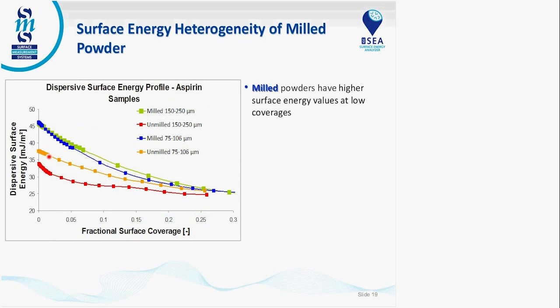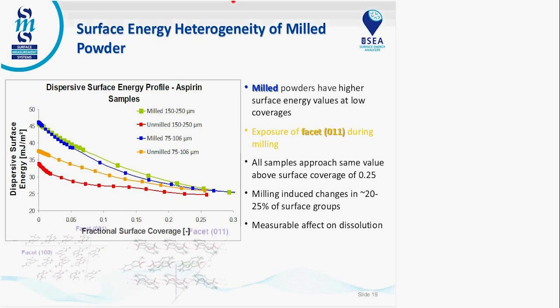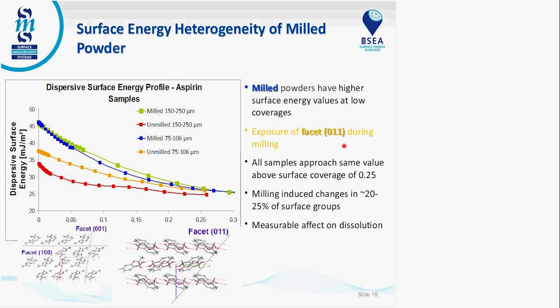So we measure the surface energy distribution, and we can see here in this blue and green, the milled samples have some higher energy sites here. So milling increases the surface energy of the materials, even though it's not amorphous. So it's creating some surface disorder, and it could be exposing a different crystal plane, perhaps a 011 during milling, and this increases the wettability, increases initial wetting, and that's the reason why we see a faster dissolution.